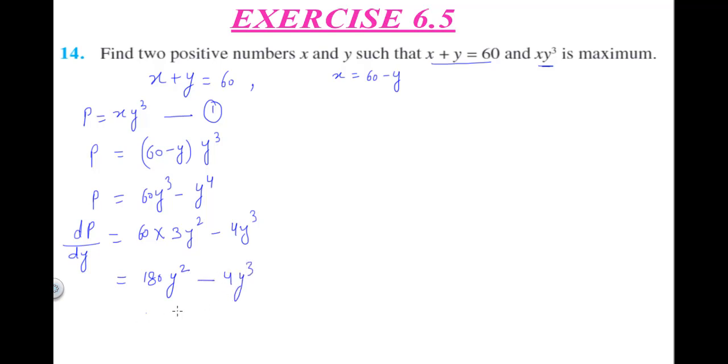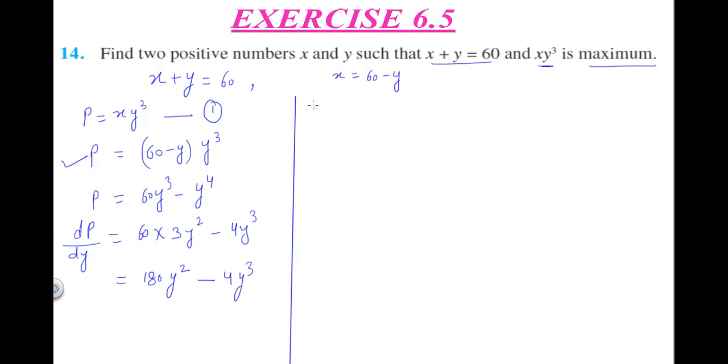Clear? Now we will equate it to 0. Why are we doing it? Because we want the critical point at which it will be maximum or minimum. Also, one thing to note: for maximum, the second order derivative of P, that means of xy cube, should be less than 0. Keep that in mind. And for minimum, you have to prove the second order derivative as greater than 0. Clear?